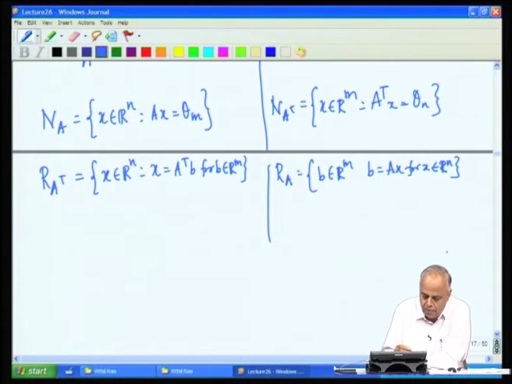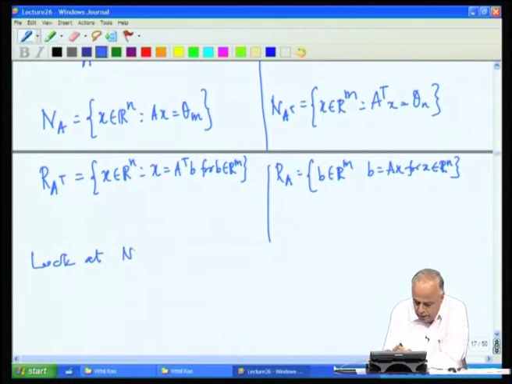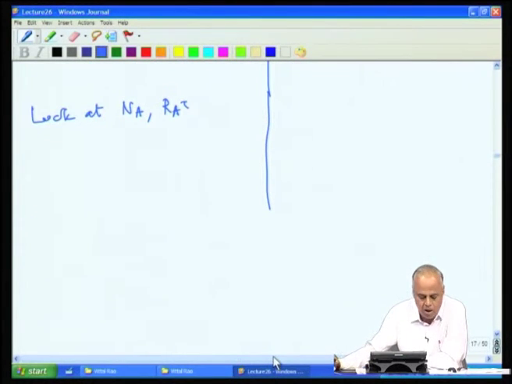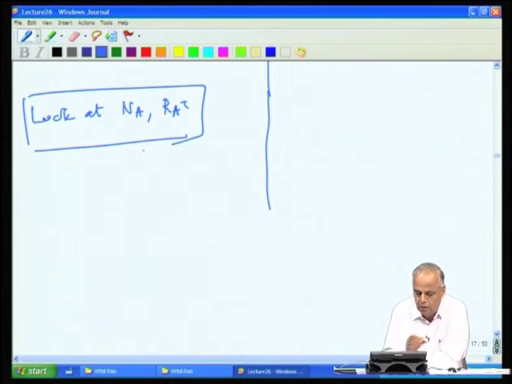Now, let us look at the pair N(A), R(A transpose), which is in Rn. Whatever we do, analogous results we will get on the Rm side. Now, therefore, we are going to look at the subspaces N(A) and R(A transpose) on the Rn side.